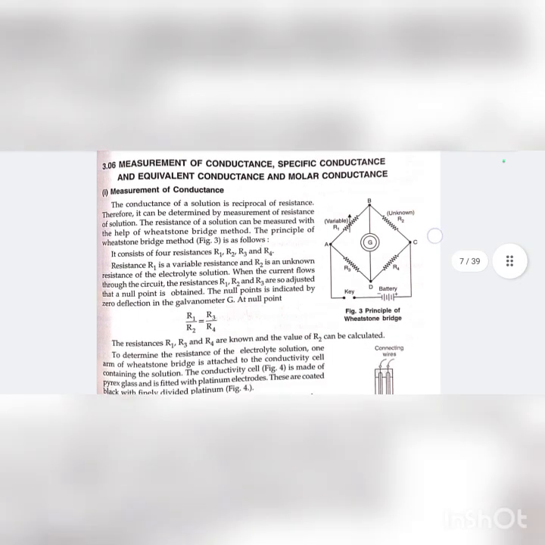When the current flows through the circuit, the resistances R1, R3 and R4 are so adjusted that a null point is obtained. The null point is indicated by zero deflection in the galvanometer at G. Then at the null point, R1 divided by R2 is equal to R3 divided by R4. The resistances R1, R3 and R4 are known and the value of R2 can be calculated.